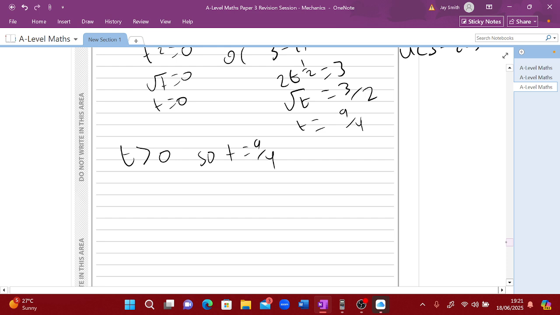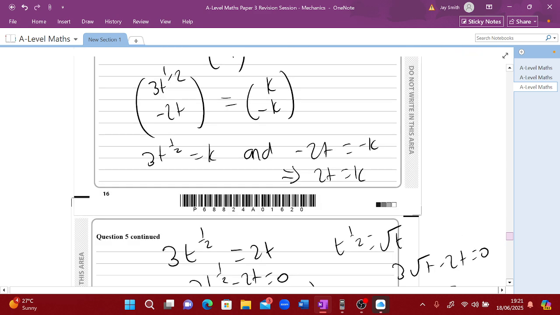And that's the point where the velocity is parallel to that vector, at t equals 9 over 4.